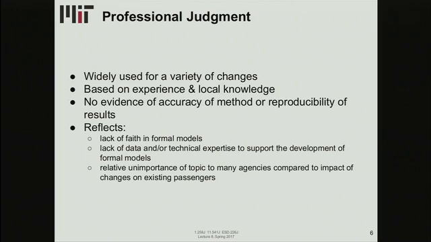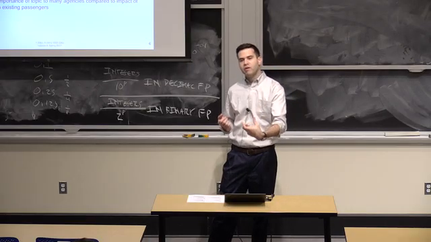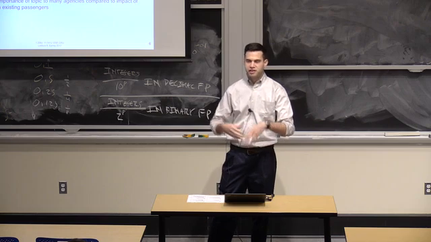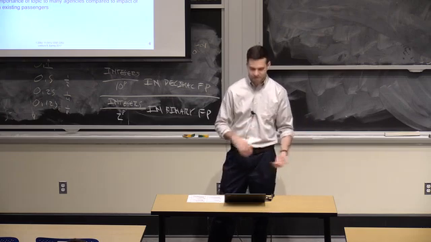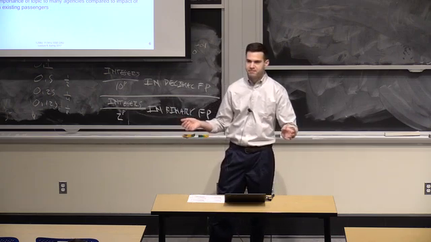This reflects lack of faith in formal models in some cases, lack of data or technical expertise to support the development of formal models, or lack of time or budget to do so. And maybe most importantly, the relative unimportance of ridership prediction to many agencies compared to the impact of changes on existing ridership. So agencies tend to worry more about the reaction of the public that currently rides their service than the general increase or decrease in ridership. Although they are concerned about that, they worry more about the former. So, any questions on professional judgment? We all know what this is, right?